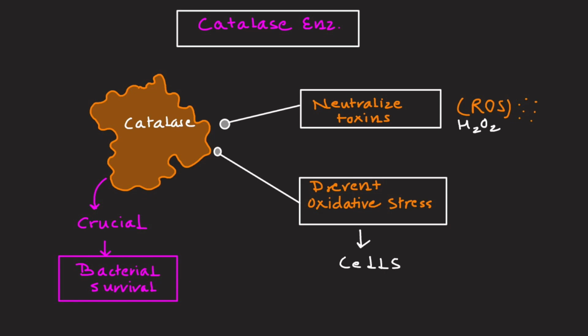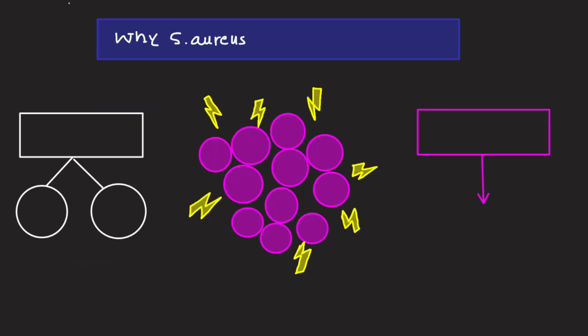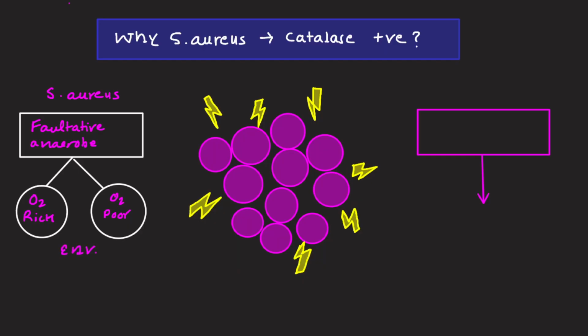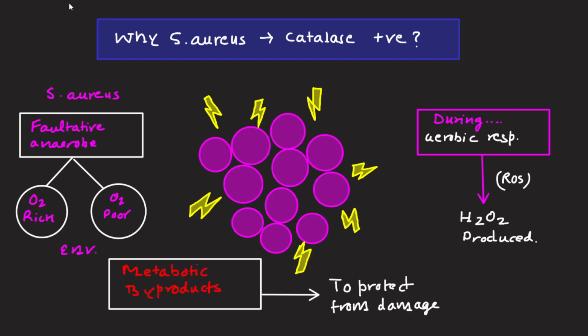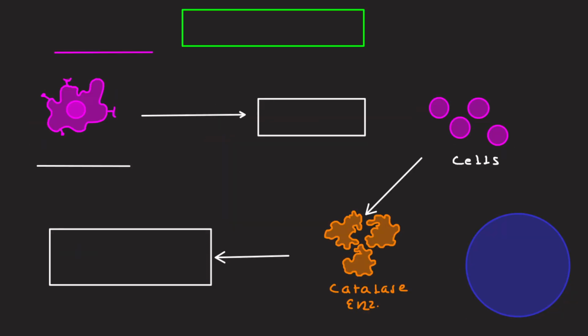The question comes: why is Staphylococcus aureus catalase positive? What is the main reason behind it? Staphylococcus aureus is a facultative anaerobic organism, meaning it can grow both in oxygen-rich and oxygen-poor environments. During aerobic respiration, reactive oxygen species such as hydrogen peroxide are produced metabolically as a byproduct. To protect itself from the damage caused by these species, Staphylococcus aureus produces catalase, which can rapidly degrade hydrogen peroxide into harmless products, which are basically non-toxic water and non-toxic oxygen gas.